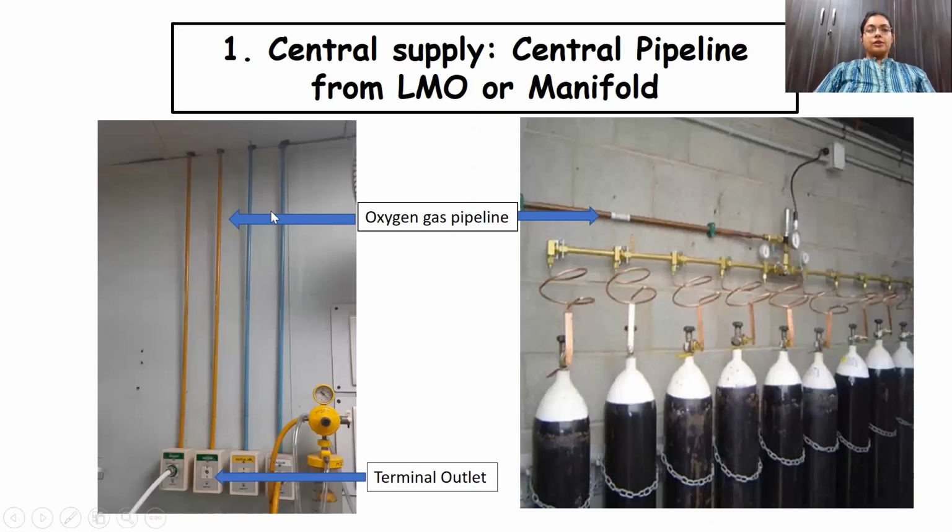On your left, you see oxygen gas pipelines, which is transporting oxygen from the manifold. Or you can also have a liquid medical oxygen source. And what you see is this terminal outlet on the wall, through which you attach certain things to make this oxygen deliverable to your patients.